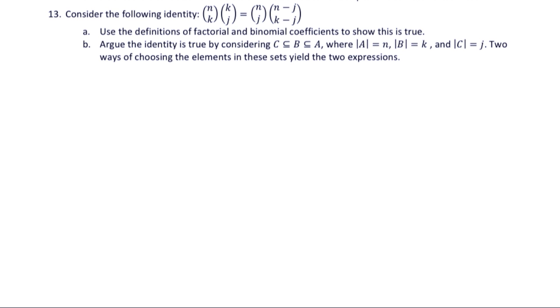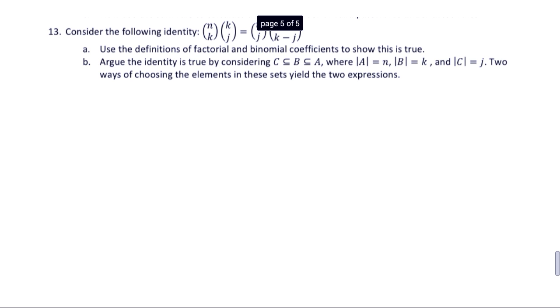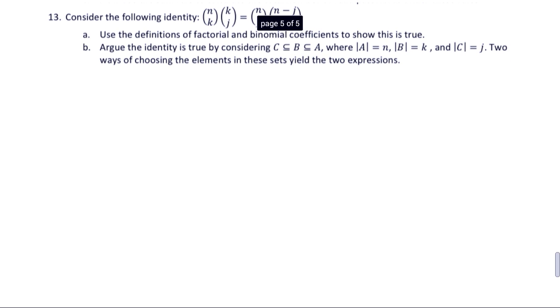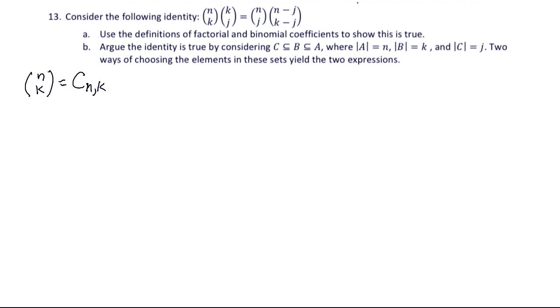Okay, in this video I'm going to look at this identity, and the very first thing I'm going to do is remind you that I'm going to prove this using the definitions of factorial and binomial coefficients, and then I'm going to show you a clever way of thinking about this same identity. Okay. First of all, notice that (n choose k) is equal to C(n, k), which is a number of combinations. These are binomial coefficients.